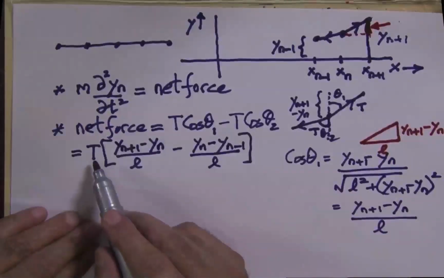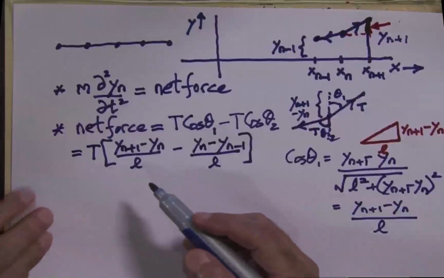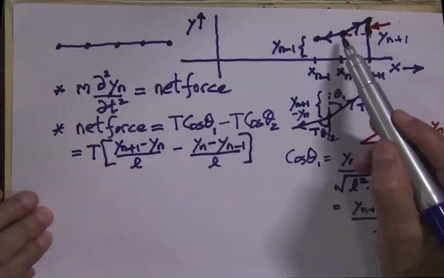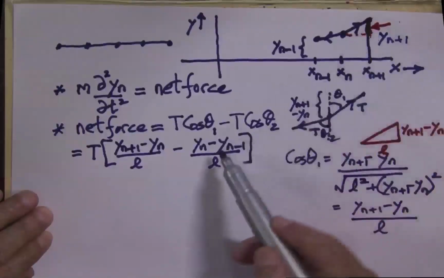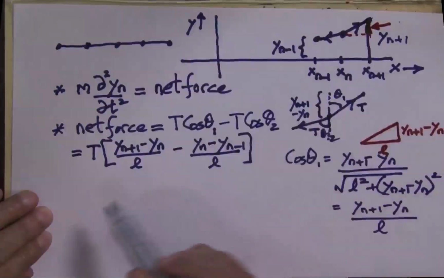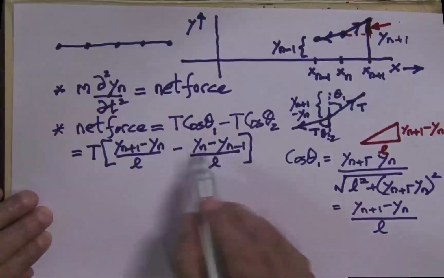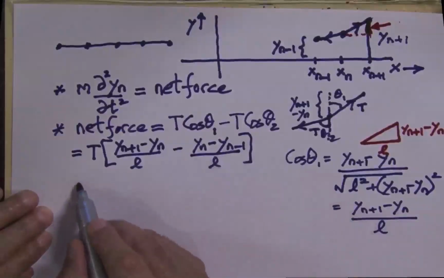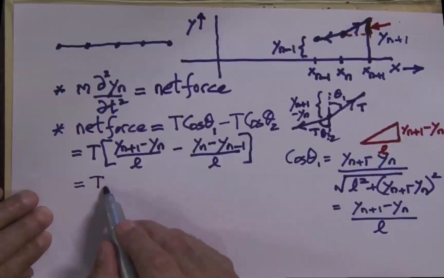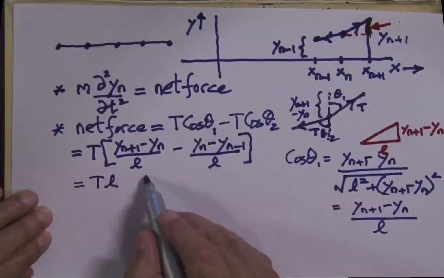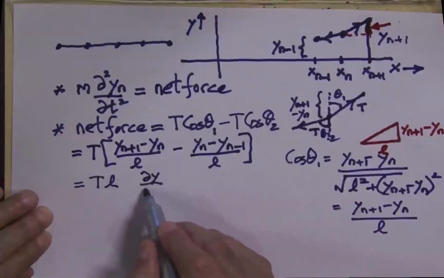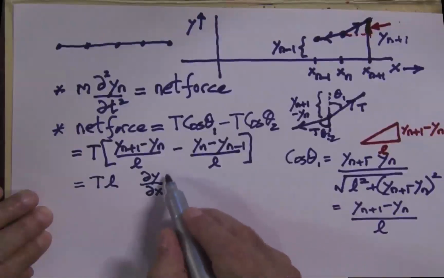So that's the net force, and we can put that in over here. But before we do that, this is the slope here. This quantity is the slope of this line. So this is actually the difference of the two slopes. And now if I do the following, I'm going to write this as TL and write it in the following way. So this is dy by dx.